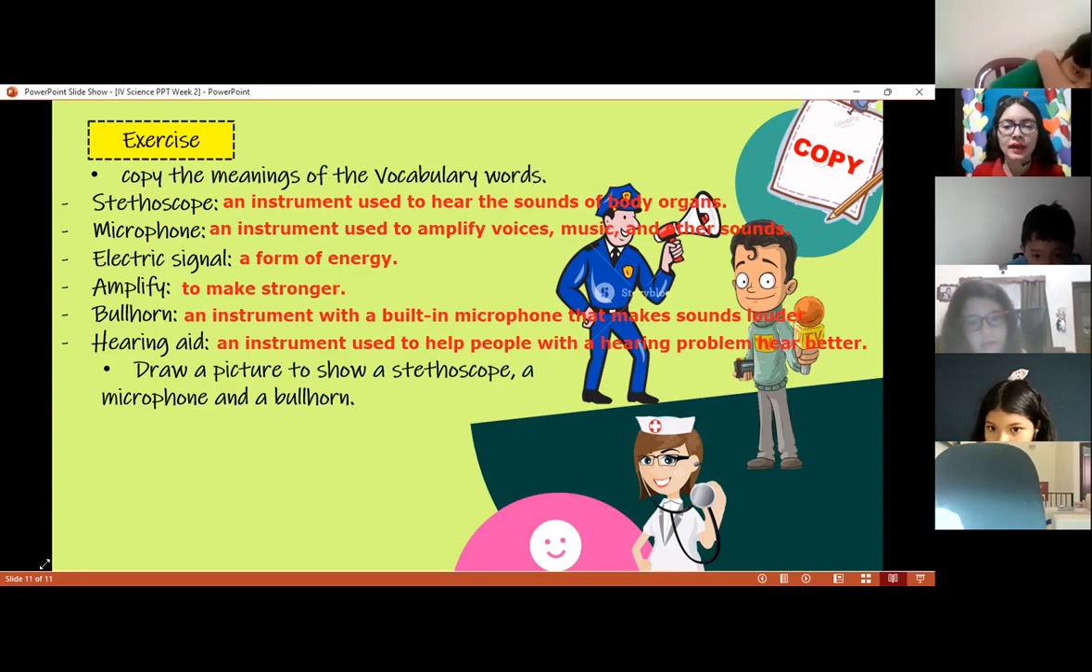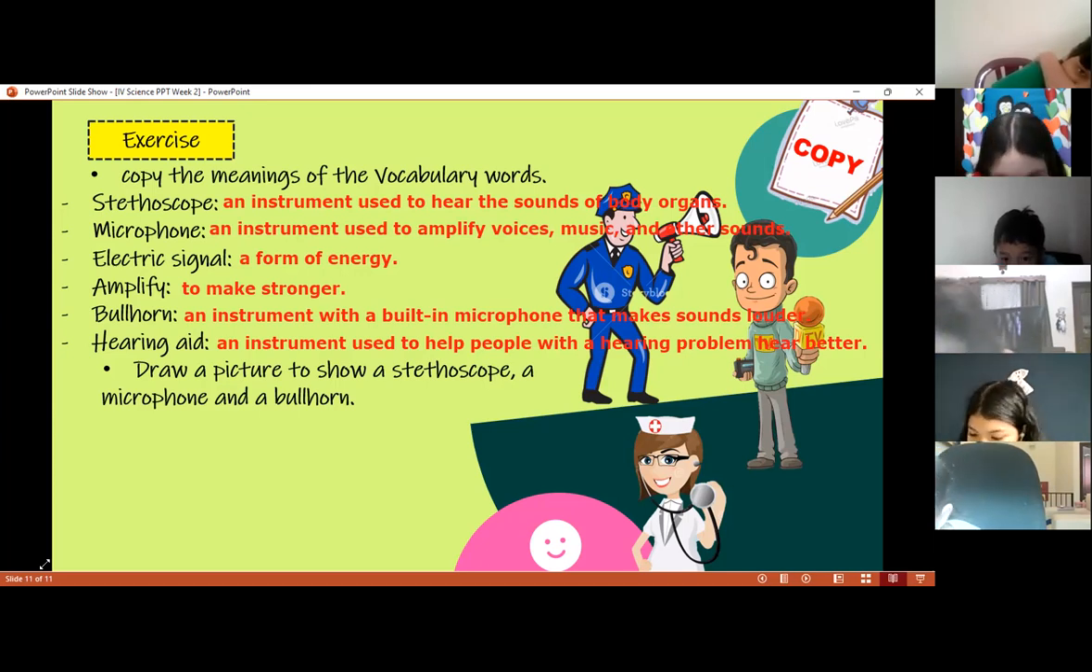Three minutes to finish, to copy and make the drawings. Finish, show me your notebook, Khaled. Show me your drawings. And where are the drawings? The stethoscope, the microphone, and the bullhorn, the three of them you need to draw. I finished the drawings. Oh yeah, now I see them. Perfect. So Khaled, you are dismissed.